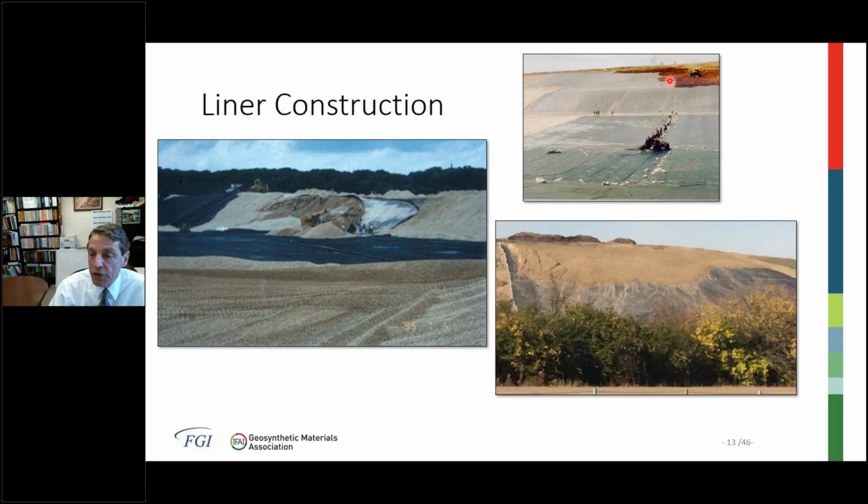Here are 2 examples of the same phenomena occurring. This is a bottom liner system with the cover soil being placed top down, and a cover system being pushed top down. So that should be analyzed if that's going to be the case in construction, but it's much more preferable to push the cover soil from the bottom up.